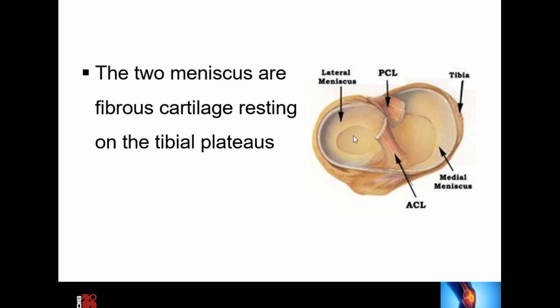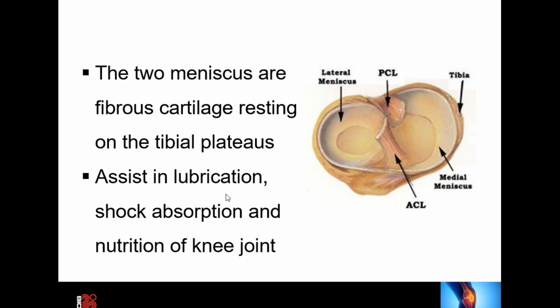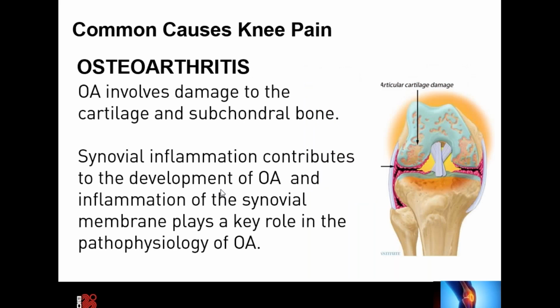The meniscus, there's two of them. There's an inside or medial, which is on the inside of the knee, and there's a lateral meniscus. They form sort of little shallow sockets, and they're fibrocartilage, and they're designed to aid in lubrication, shock absorption, and nutrition of the knee joint.